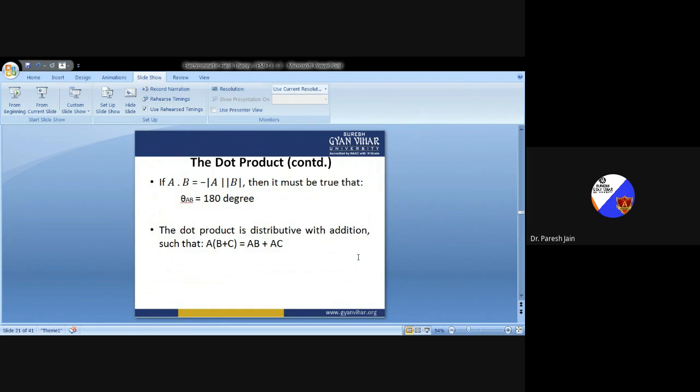The dot product is distributive with the addition such that A dot (B plus C) is equal to A dot B plus A dot C. The dot product is distributive.